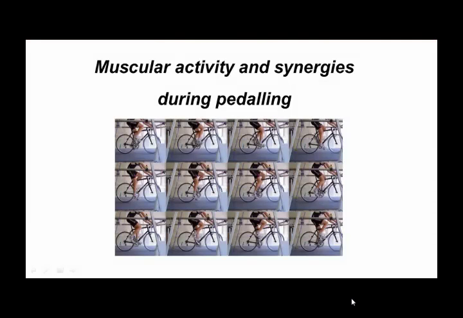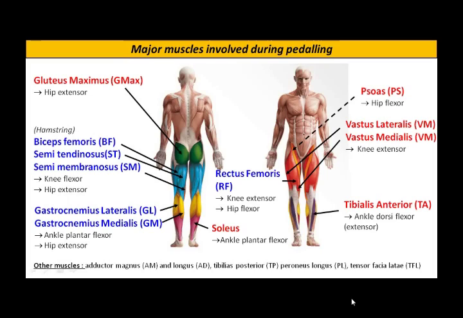So firstly, I want to present to you the muscular coordination during pedaling. To pedal, a cyclist can recruit 6 monoarticular muscles, indicated in red on this slide, and 6 biarticular muscles, indicated in blue. Several other muscles play a secondary role in pedaling, but they are rarely studied. They are indicated at the bottom.